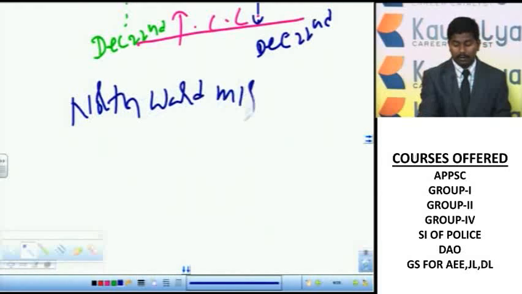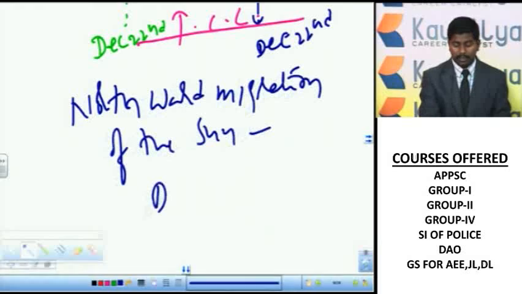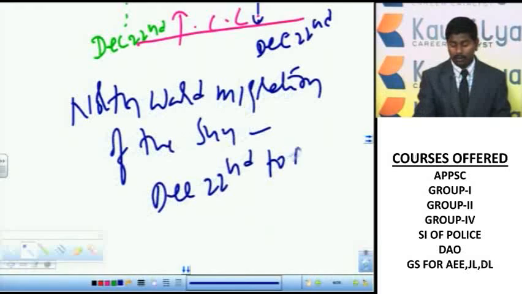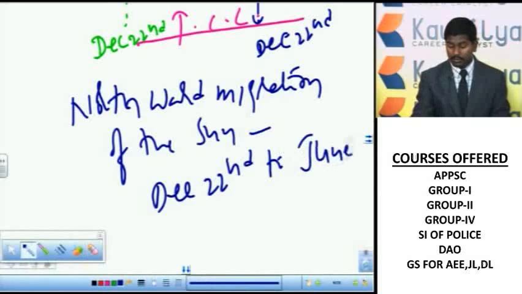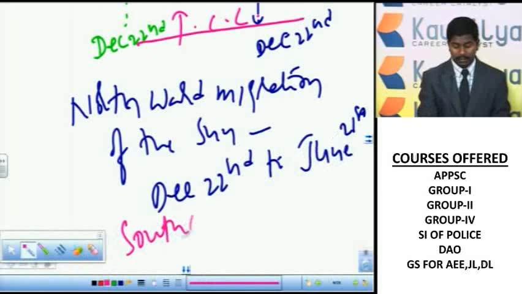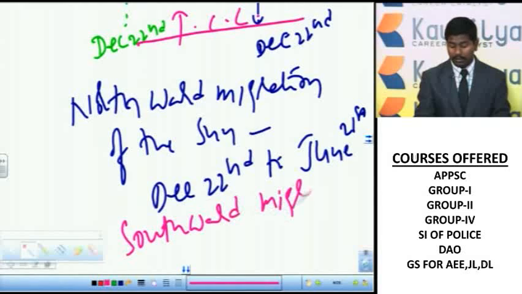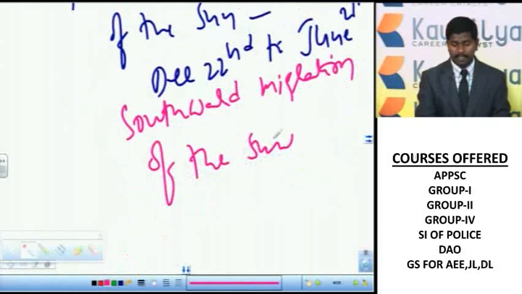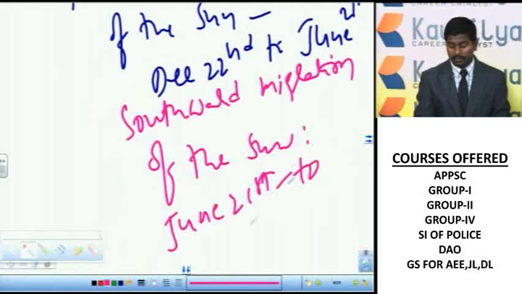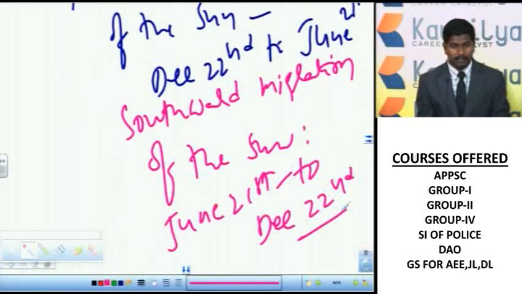Northward migration of the sun is from December 22nd to June 21st. Whereas the southward migration of the sun is from June 21st to December 22nd. So remember these points, right?